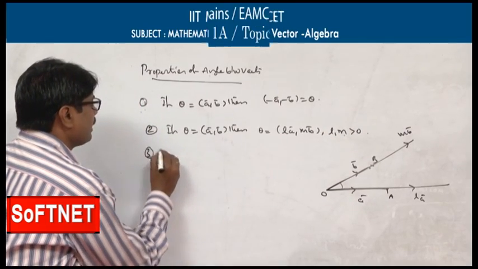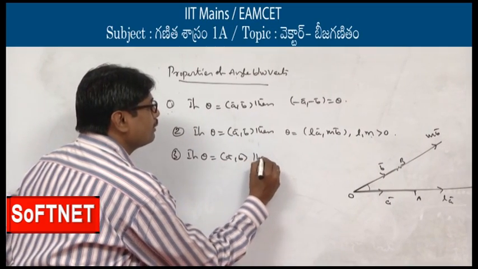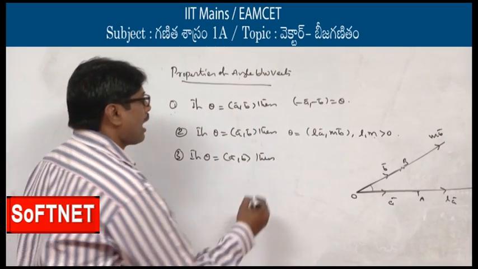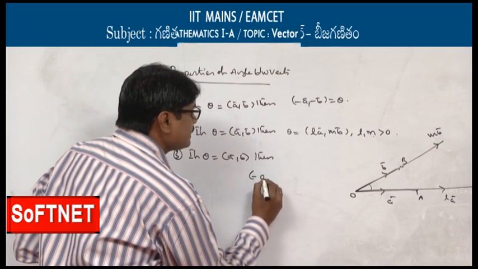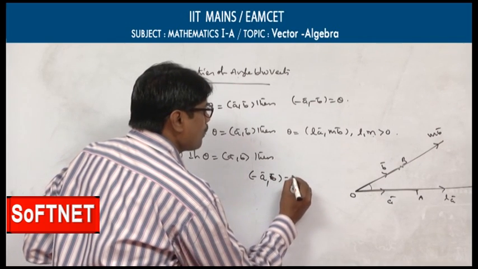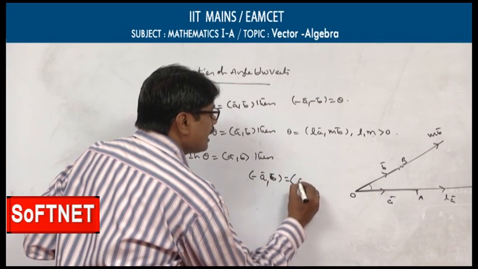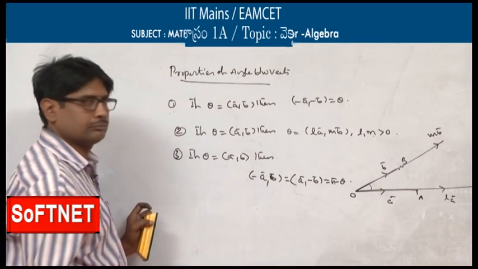And third property: if theta is the angle between A bar and B bar, then the angle between minus A bar and B bar is equal to the angle between A bar and minus B bar, which is equal to pi minus theta.